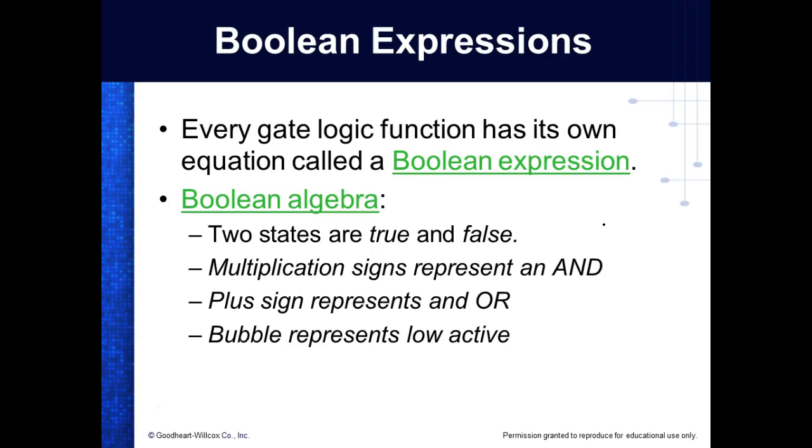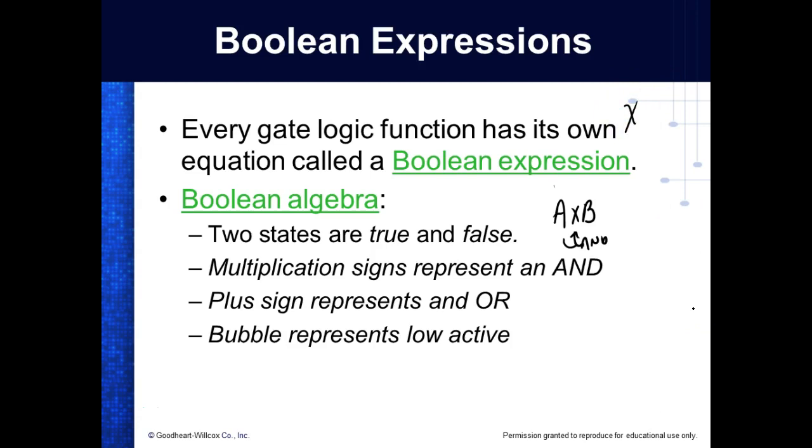Every gate logic has a Boolean expression, so Boolean algebra. This is not regular algebra. All we have in here is ANDs and ORs, and NANDs and NORs. And we use multiplication symbols. So in Boolean algebra, I wouldn't say A times B, I would say A and B. So that tells me I'm doing an AND. You got to understand, this is a symbol. Now you learned it to mean multiply, but it's a symbol.